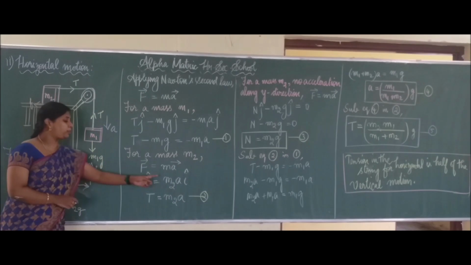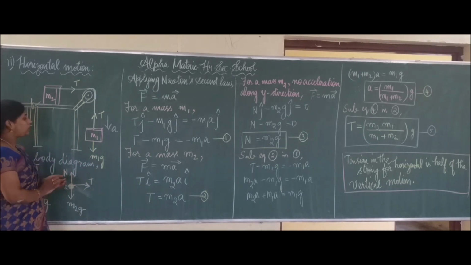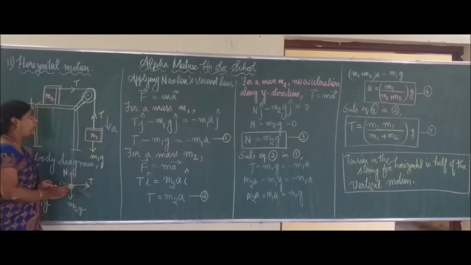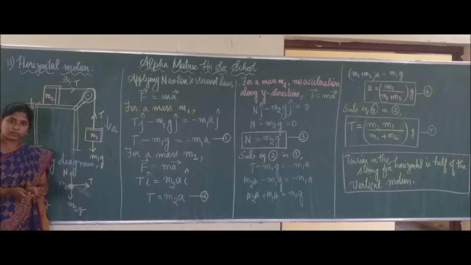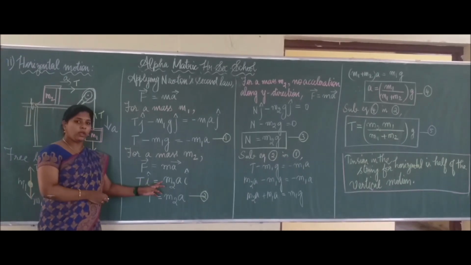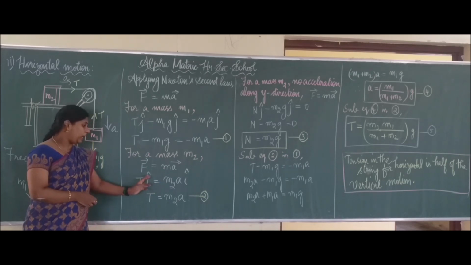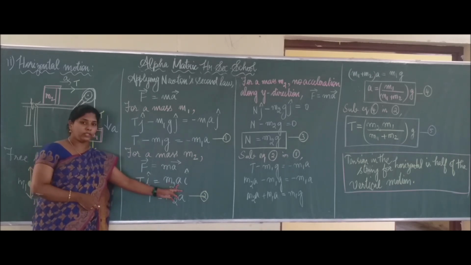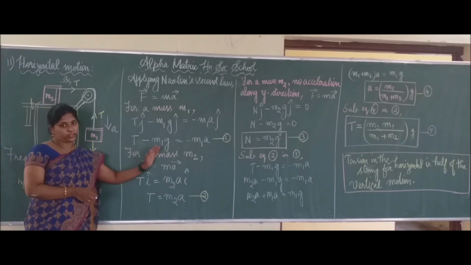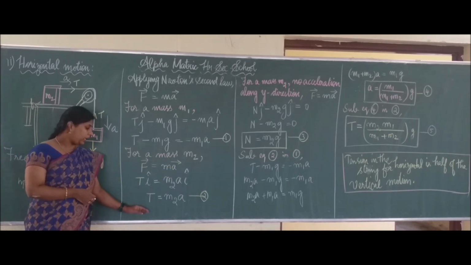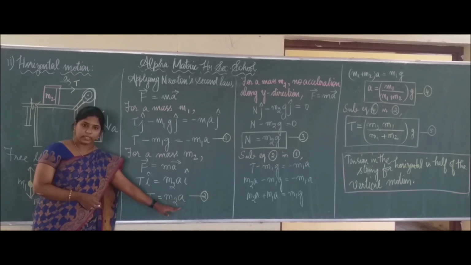Here also it is positive acceleration, because once you pull the mass m1, the object can move this side only. So the acceleration is happening in the positive direction only. So we put a positive sign here: T i cap equal to m2a into i cap. Next step, we have to compare the components, T equal to m2 into a.